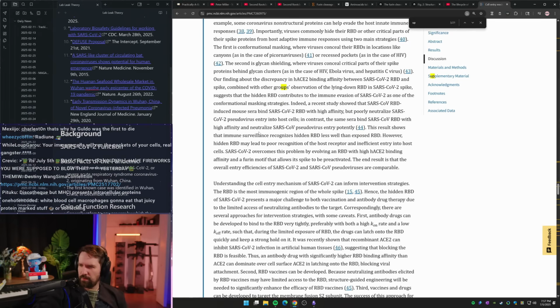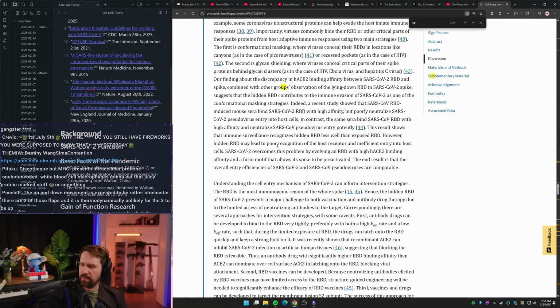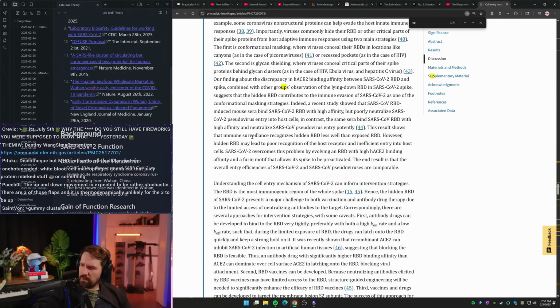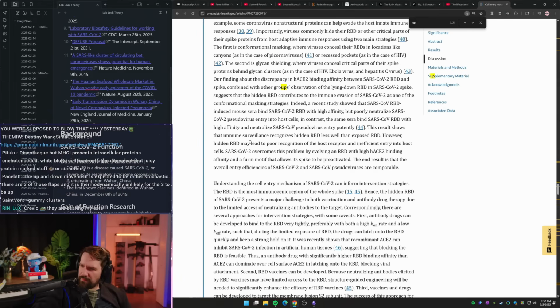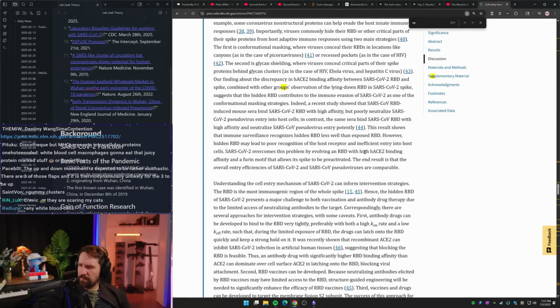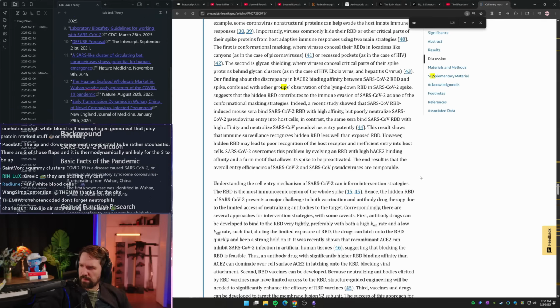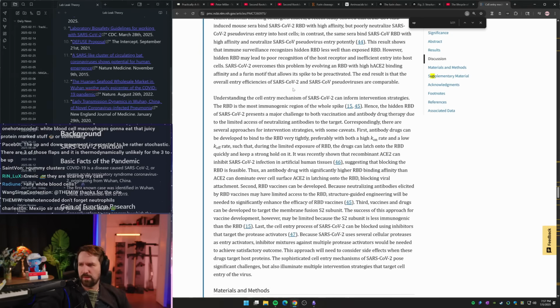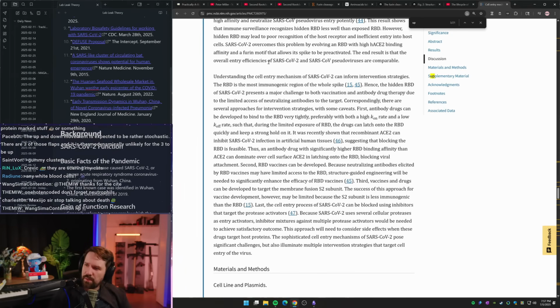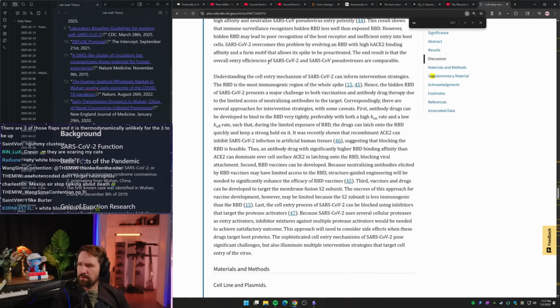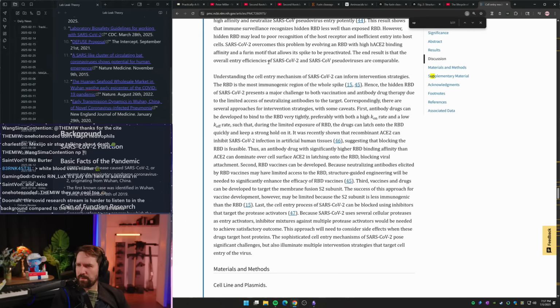However, hidden RBD may lead to poor recognition of the host receptor and inefficient entry into host cells. SARS-CoV-2 overcomes the problem by evolving an RBD with high ACE2 binding affinity and a furin motif that allows its spike to be pre-activated. The end result is that the overall entry efficiencies of SARS-CoV-2 and SARS-CoV pseudoviruses are comparable. Understanding the cell entry mechanism of SARS-CoV-2 can inform intervention strategies. The RBD is the most immunogenic region of the whole spike. Hence, the hidden RBD of SARS-CoV-2 presents a major challenge to both vaccination and antibody drug therapy due to the limited access of neutralizing antibodies to the target. Correspondingly, there are several approaches for intervention strategy.